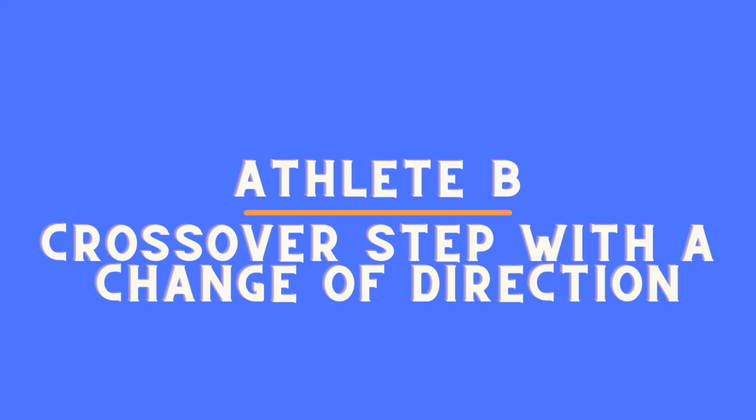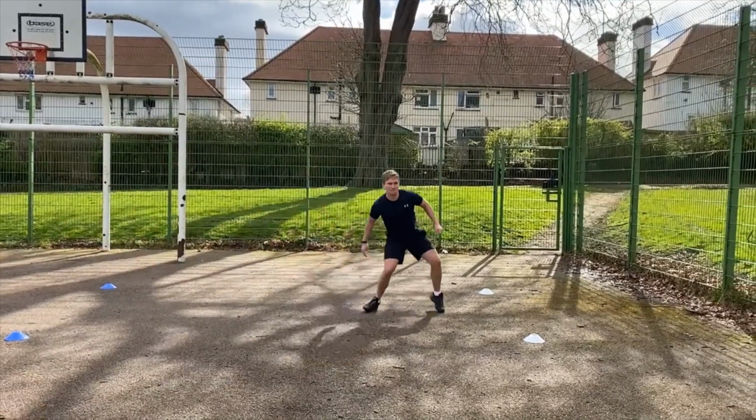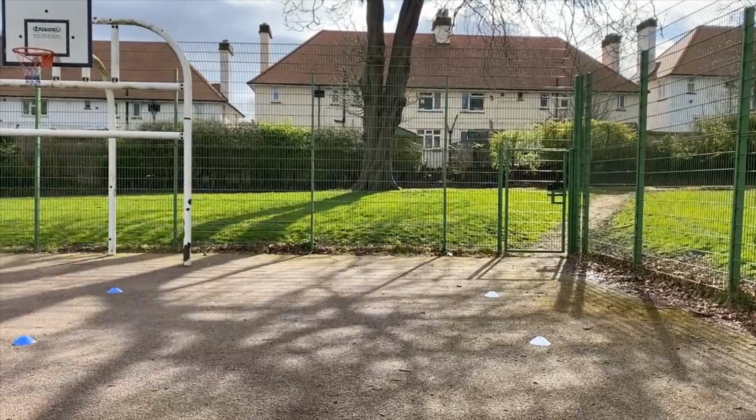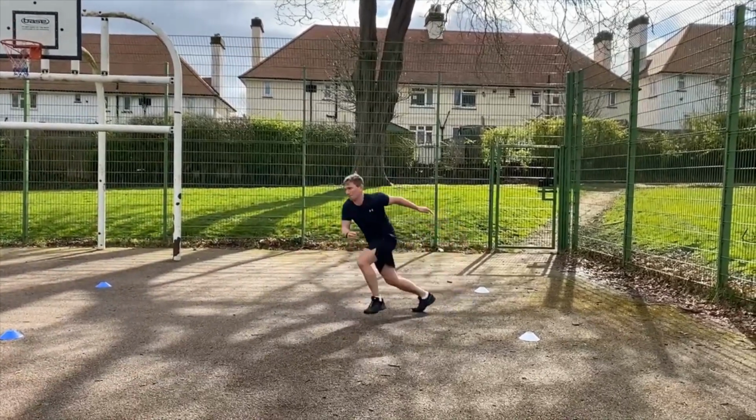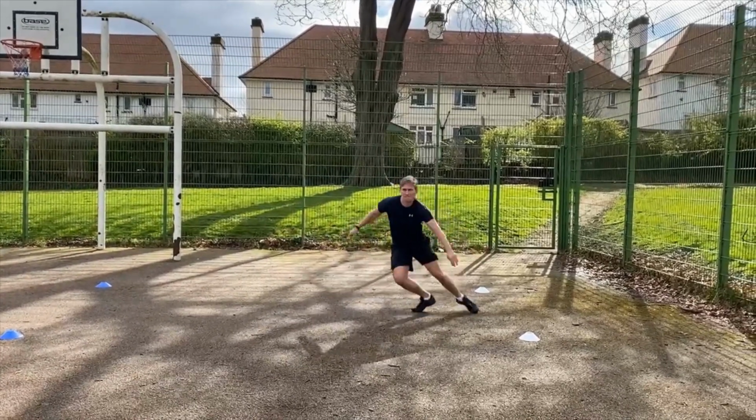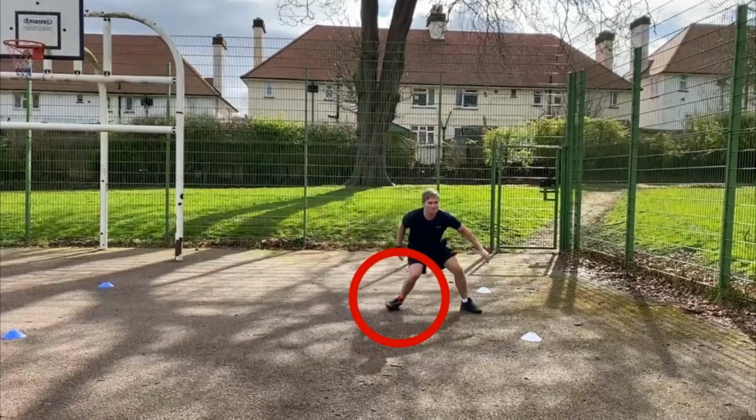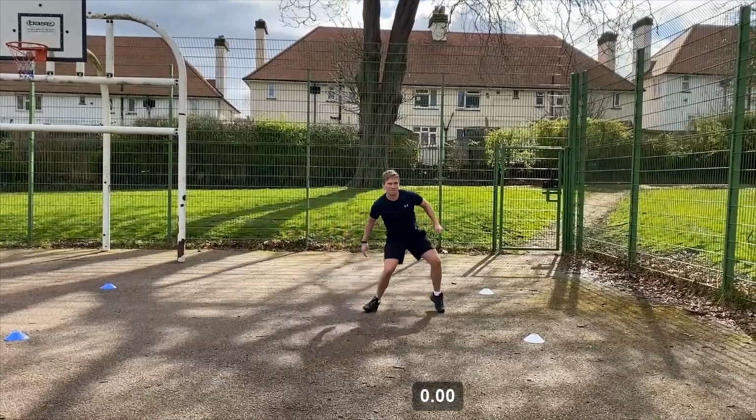Here we have athlete B performing a change of direction with a crossover step. As the athlete starts to decelerate, he begins to drag his right foot along the floor to slow himself down. As a result, the knee is in a knee valgus position. This is not optimal as he has to readjust his foot, which is slowing down his change of direction.